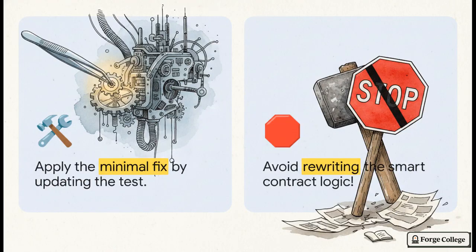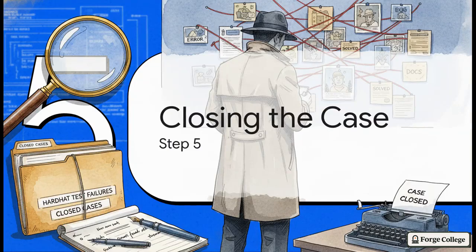Armed with this deduction, we apply the minimal fix. We do not rewrite the entire smart contract logic, which honestly is a trap so many eager beginners fall into. We simply update our chai test assertion on line 14 from .to.equal(3) to .to.equal(2). Then we run our perfectly isolated test one more time, and we get to sit back, relax, and watch it pass with flying colors.